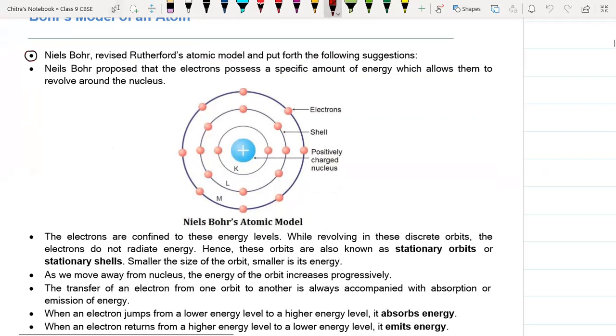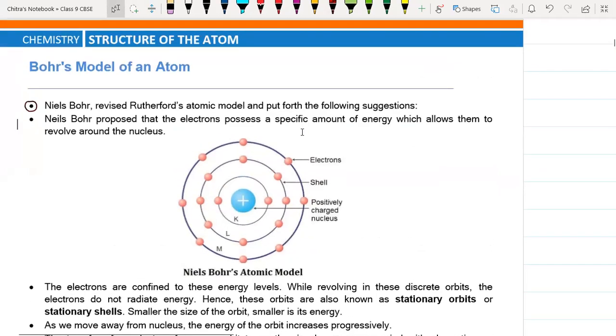So first postulate says Niels Bohr revised. See what Niels Bohr did. He went through all the previous models of the atom given by various scientists like Rutherford. He went through all the points and he came with the new model. So Niels Bohr revised Rutherford atomic model and put forth the following suggestions for that model.